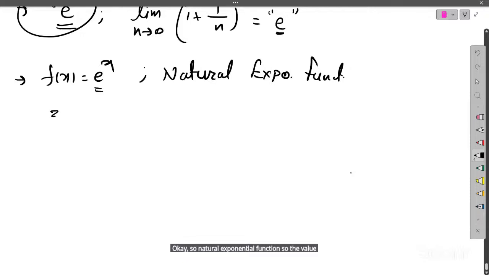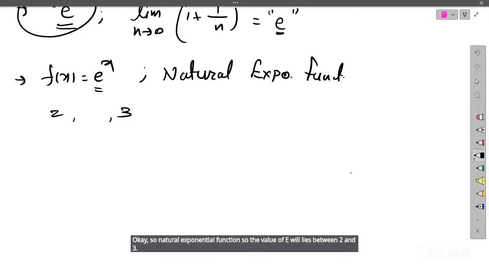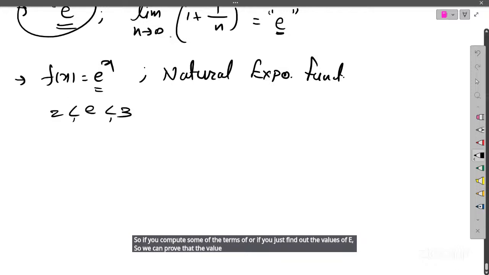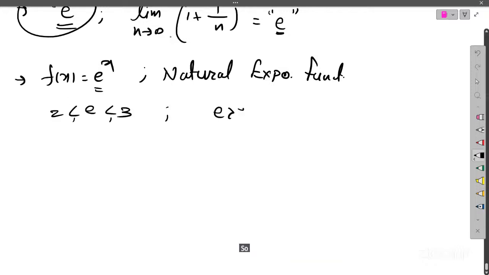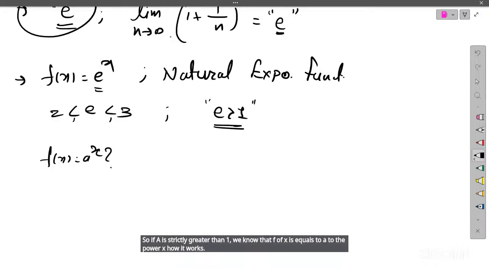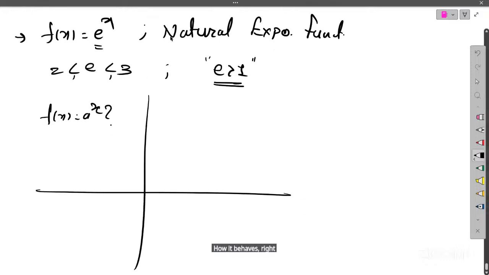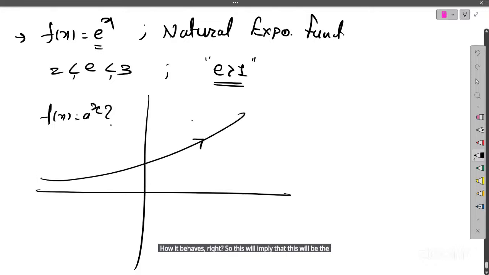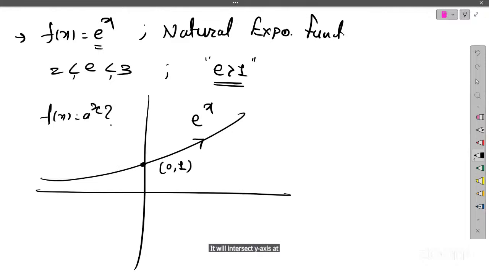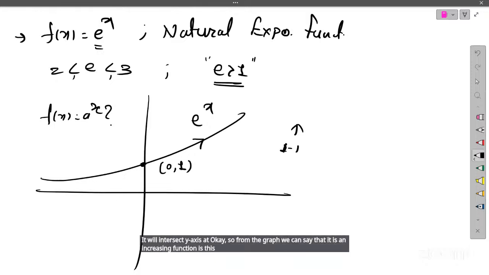The value of E lies between 2 and 3. If you compute some terms of E, we can prove that the value of E lies between 2 and 3. So we can say that E is strictly greater than 1. If E is strictly greater than 1, we know how f of x equals e to the power x behaves. This will be the graph of e to the power x, and it will intersect the y-axis at 1. From the graph, we can say that it is an increasing function. Is e to the power x a 1-1 function?